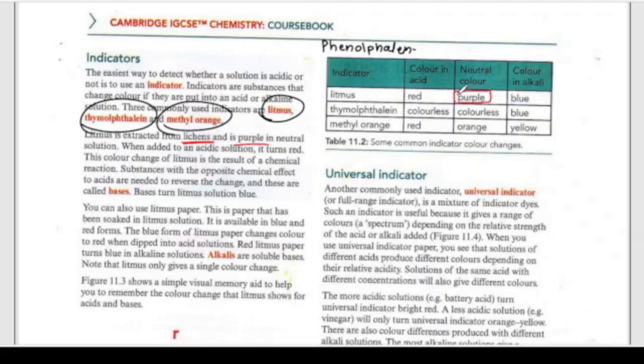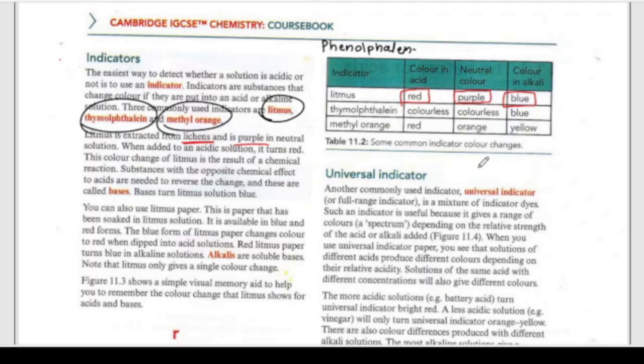So when you add the litmus solution to the acidic solution or acid basically, that purple color changes to red, and the red color indicates that the solution that you are testing is acid. Okay, but if it is not red and if it is turning the color from purple to blue, it means the solution is alkaline, and if it is not changing the color, it means the solution you are testing is neutral.